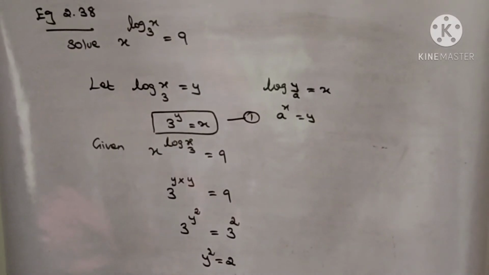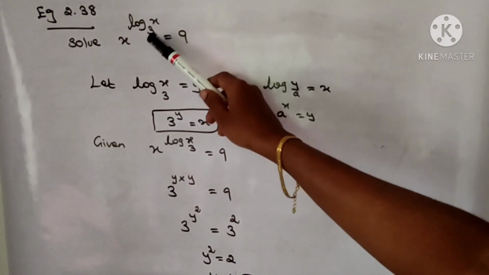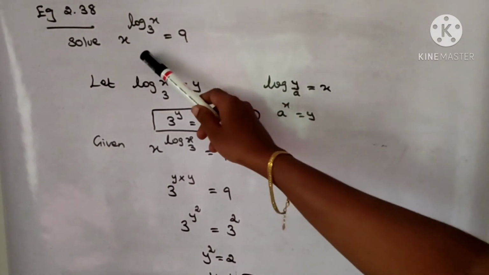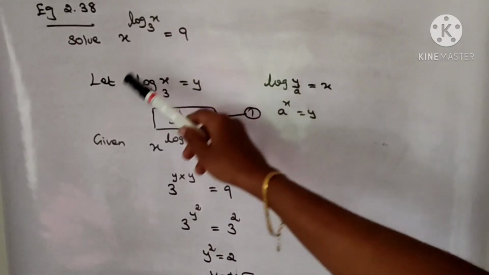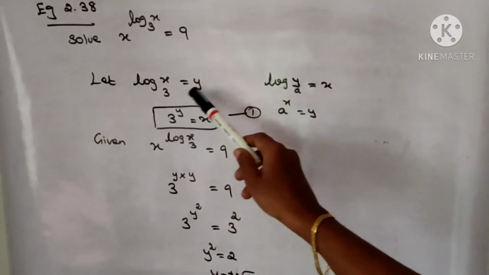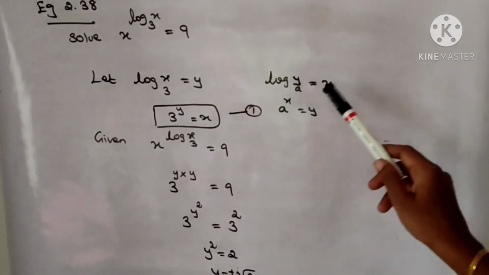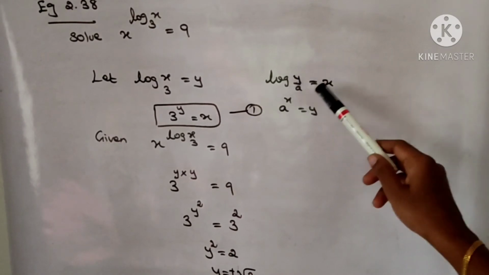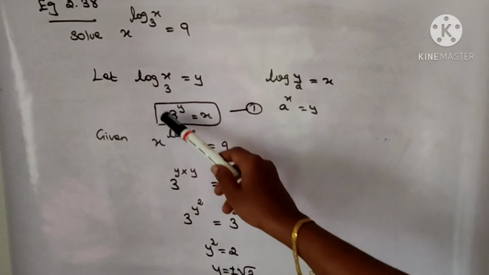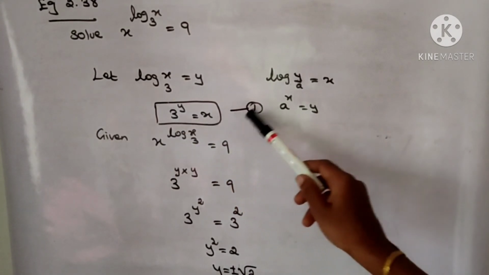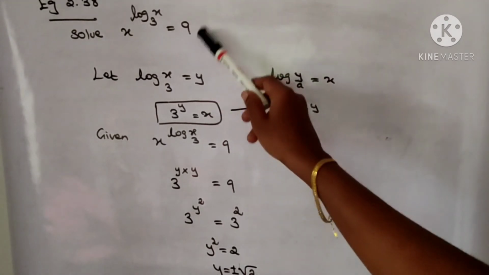Example 2.38. Solve x power log x to the base 3 is equal to 9. Take the power value as y. Log x to the base 3 is equal to y. Substitute this result: log y to the base a is equal to x implies a power x equal to y. So here we get 3 power y is equal to x. This is the first equation.